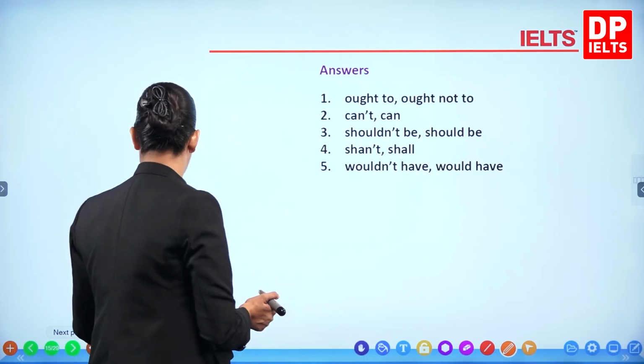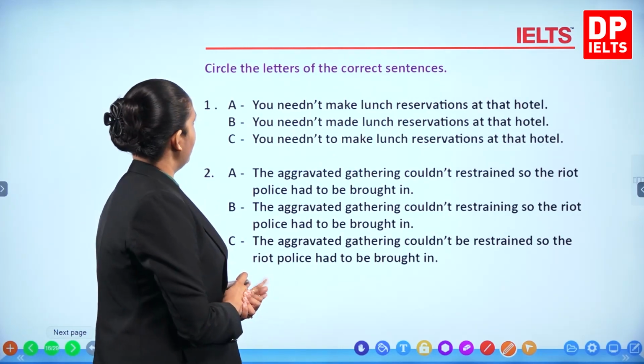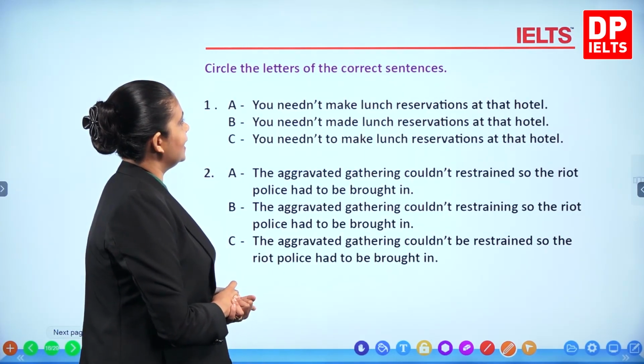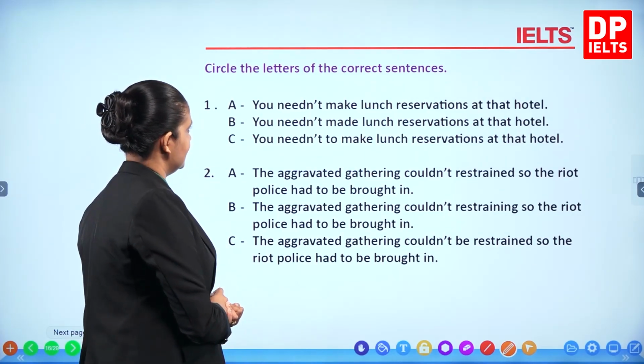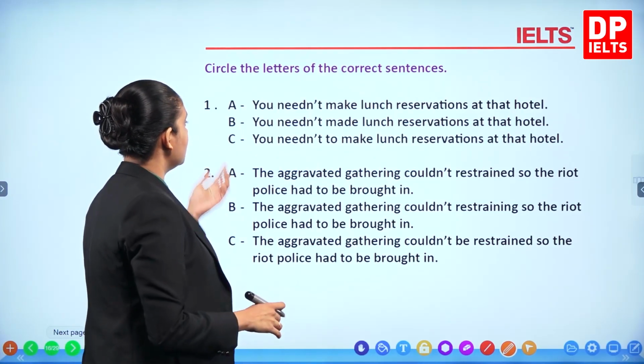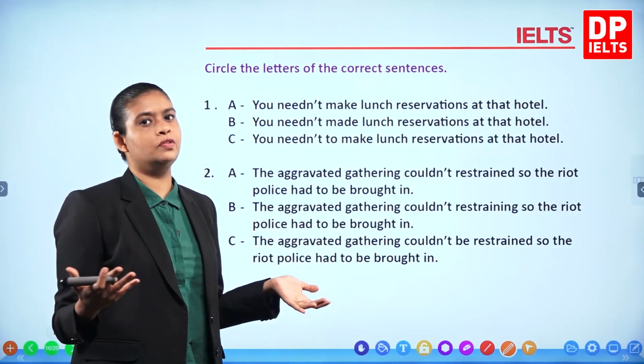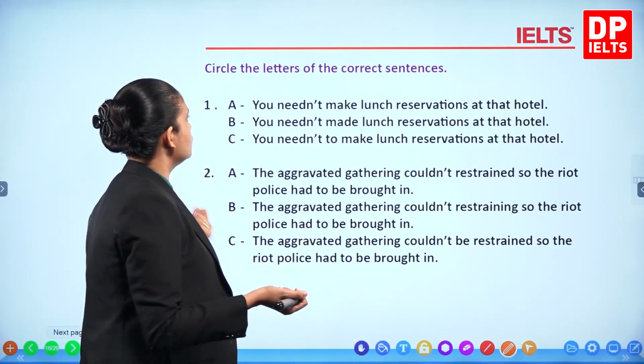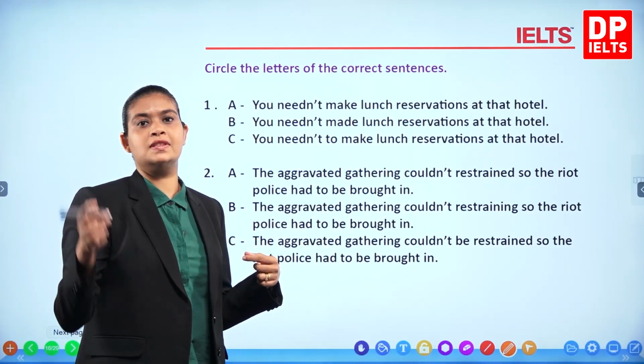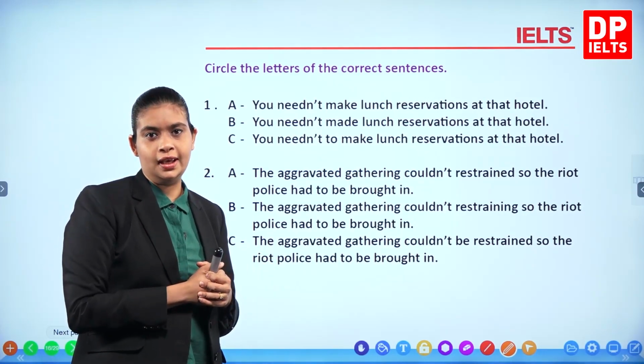Okay. All right. Circle the letters of the correct sentences, right? Sometimes there could only be one sentence, or there could be two sentences, or all three could be correct as well. So circle the letters of the sentences which are actually correct.